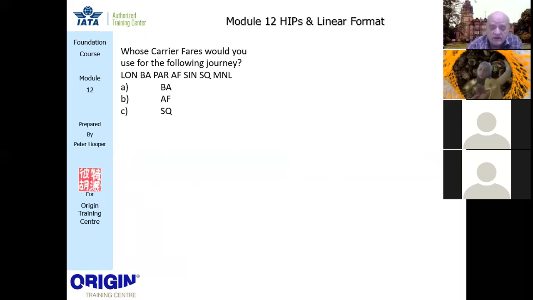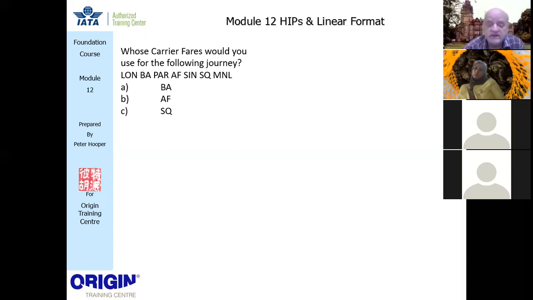I've got a fare London to Manila. I've got fares with BA, AF, SQ. I need to decide whose fares I use. The first thing I check is change of area or sub-areas. Change of area.